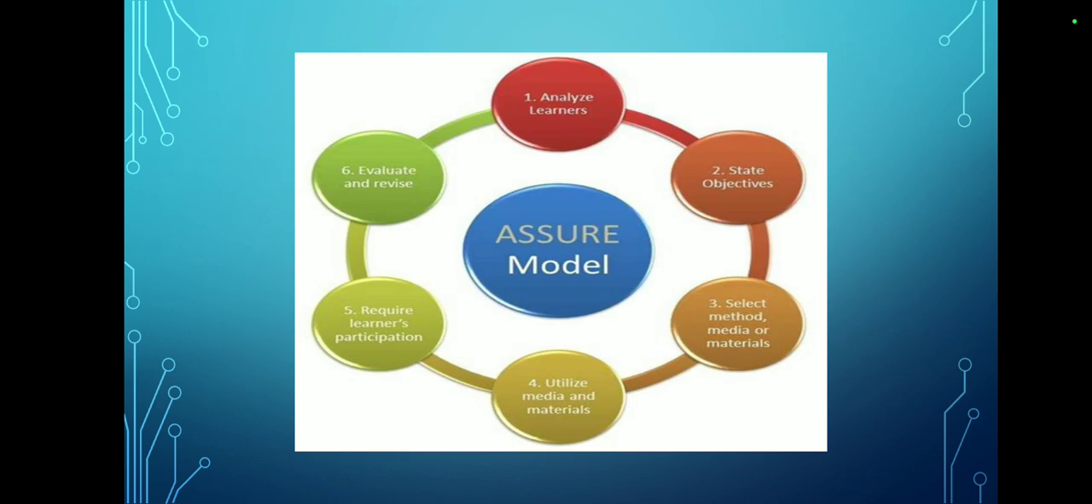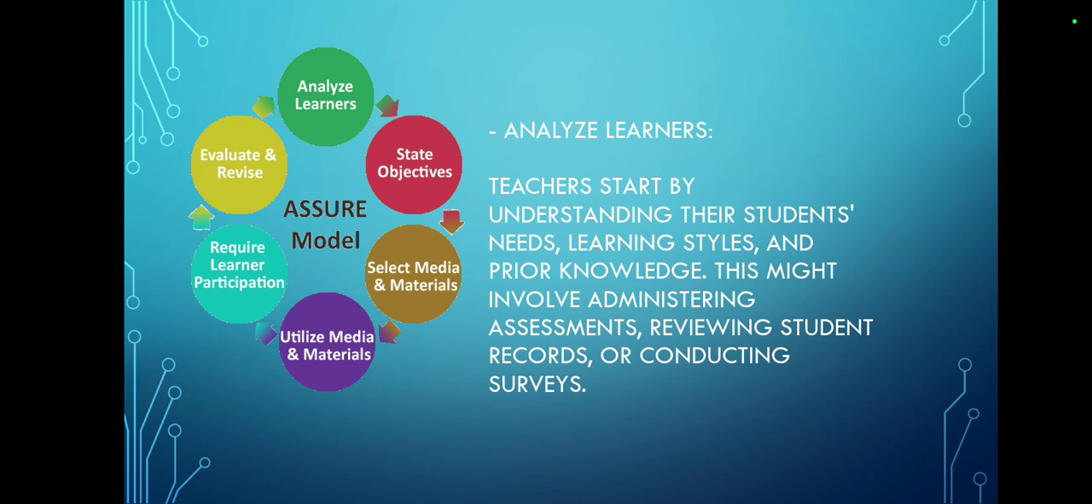So this is the ASSURE model. As you can see, we have number 1, analyze learners, that is for the letter A, and then for S, state objectives, and for another S, select methods, media or materials, and for U is utilize media and materials. Letter R, require learners' participation, and then the last letter E is evaluate and revise. So those are the 6-step process for effectively integrating technology and media into instruction.